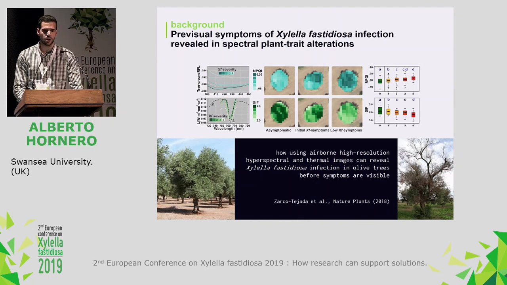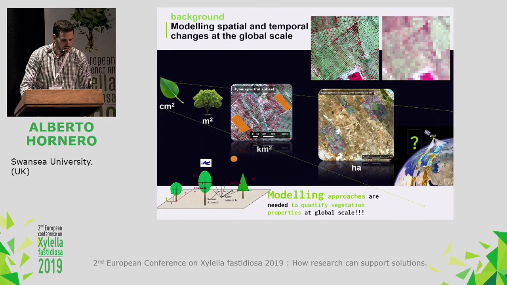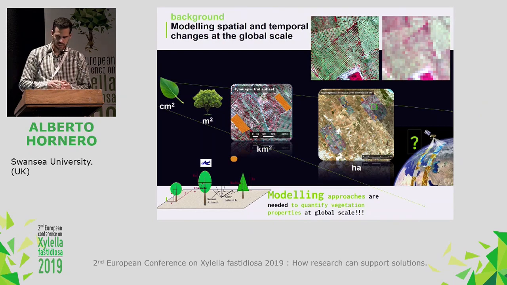For instance, in a recent publication in Nature Plants, this publication was also mentioned several times during the previous sessions, we show how using high-resolution hyperspectral and thermal images can reveal Xylella fastidiosa infection in olive trees before symptoms are visible. However, Xylella fastidiosa infections have spread rapidly through Europe, and it is clear we need to develop models at the global scale. Thanks to the current satellite imagery, we can assess vegetation trends globally.